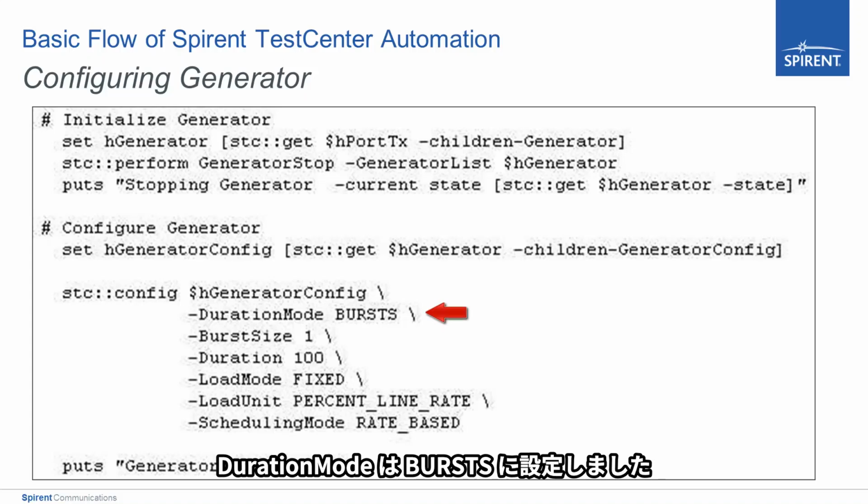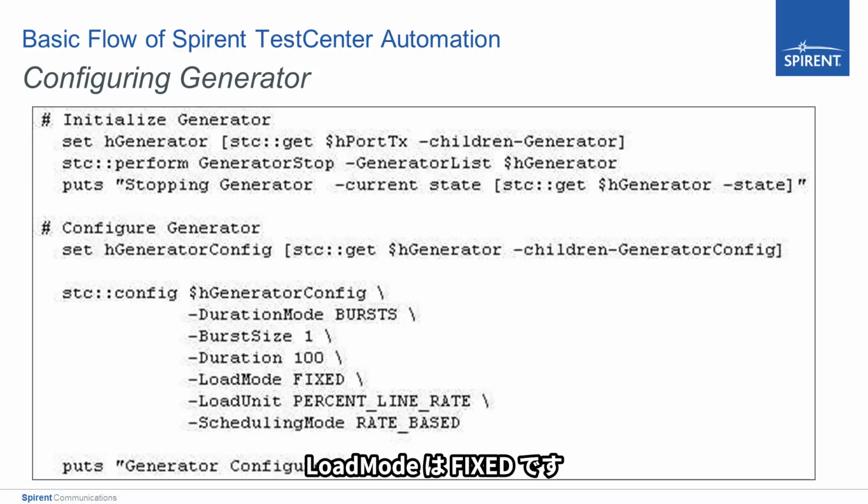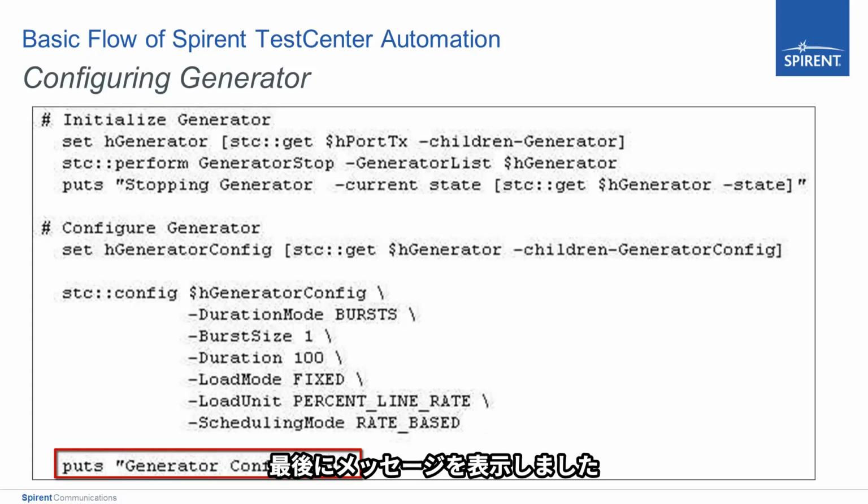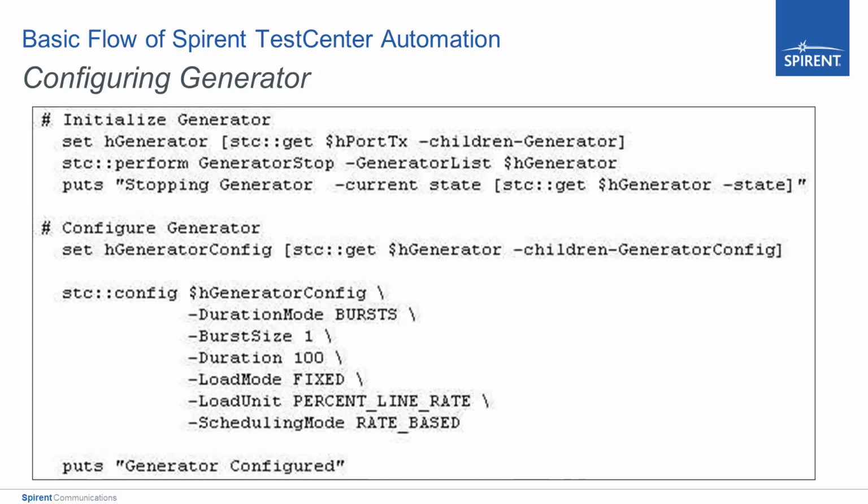The duration mode is burst, so we're going to be sending a burst of traffic. We're going to send one burst. We are sending 100 packets. The load mode is fixed, meaning that it's going to be a fixed rate, and it's a percentage of line rate, and the scheduling mode is rate-based. Then we perform a putS stating that the generator is configured.